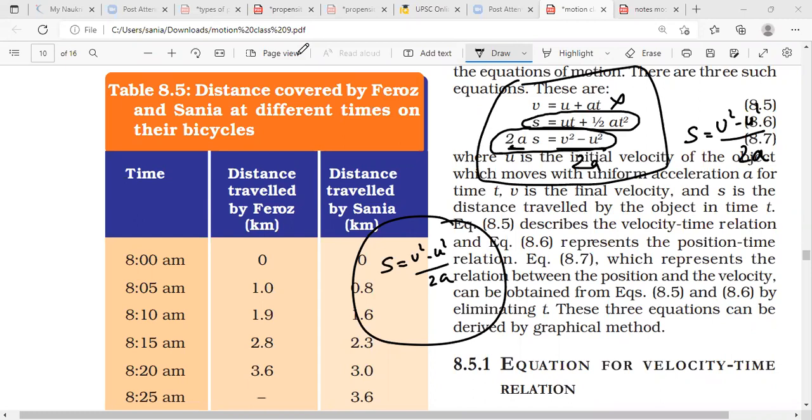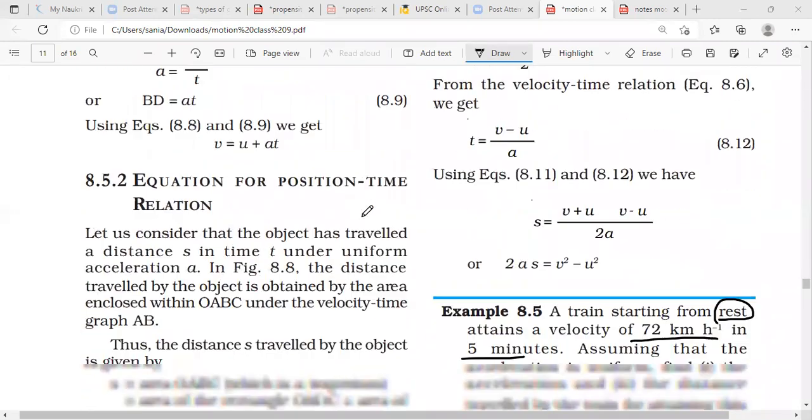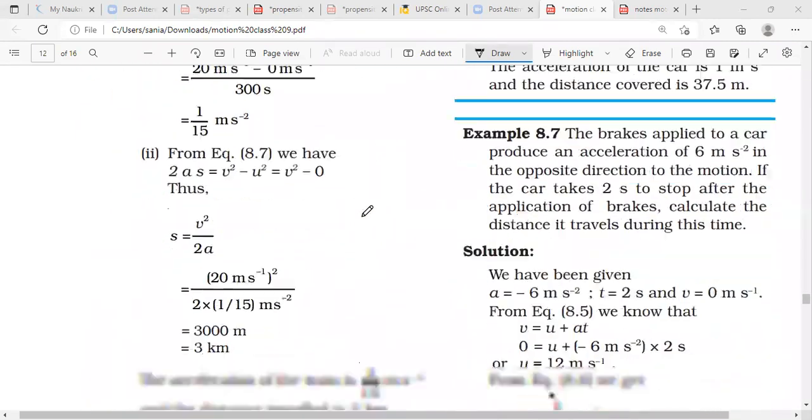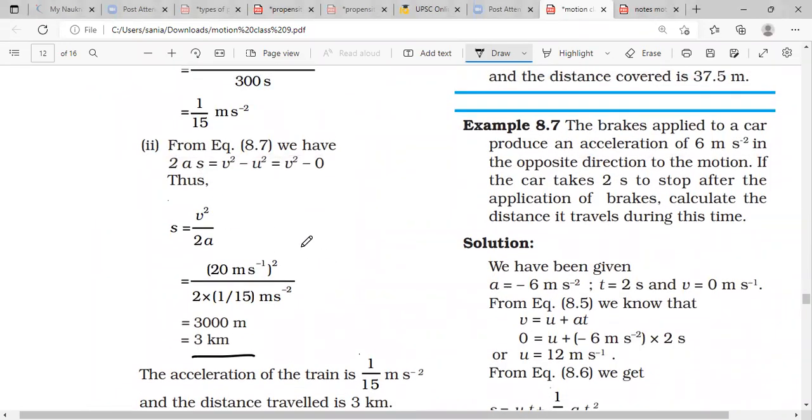Done, ma'am. Okay, both of you done? Yes, sir. So basically, I hope you got the answer like this only, 3 kilometer, right? Yes, ma'am.